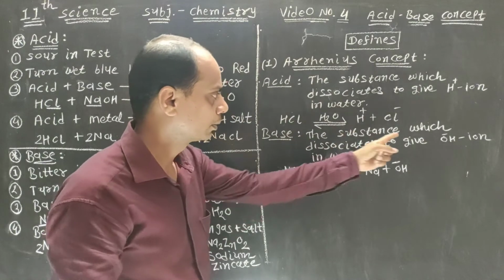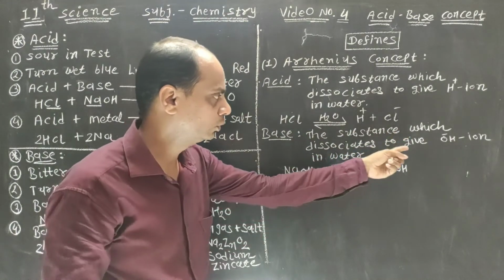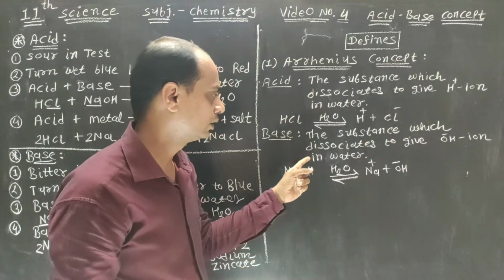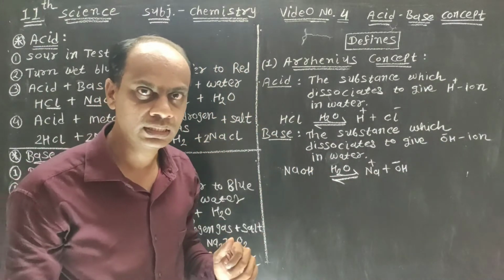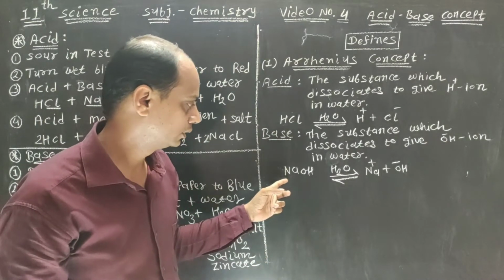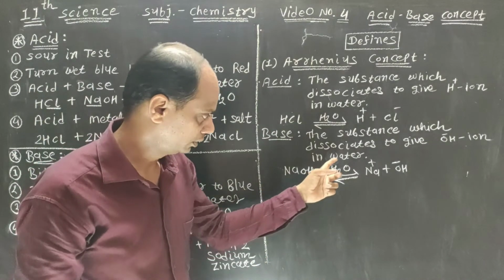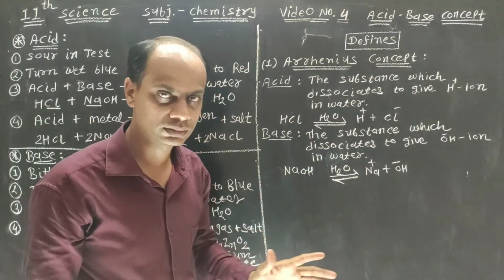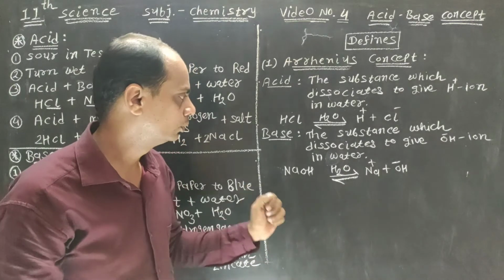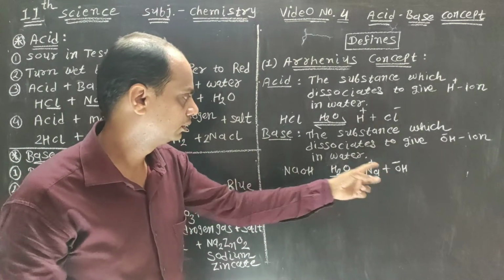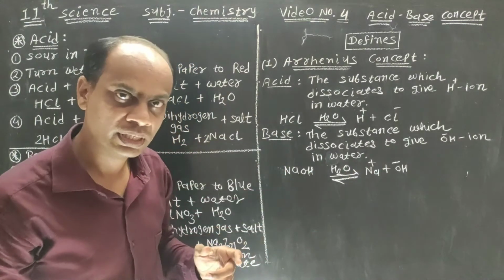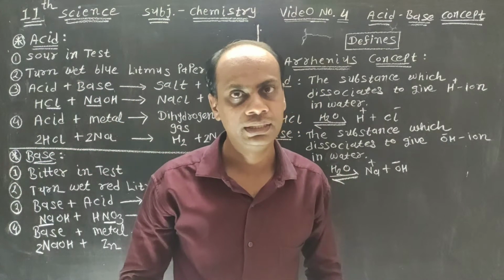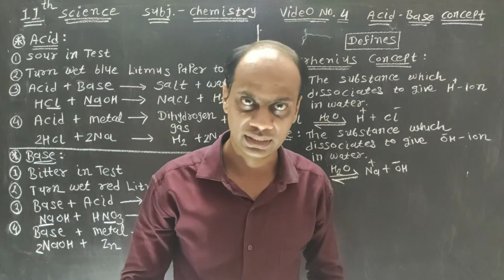The substance which dissociates to give OH minus ion, meaning hydroxide ion, in water is said to be base. Here is the example. Sodium hydroxide dissociates in the water, gives Na plus and OH minus. So OH minus is donated here. It is said to be base. So this is the definition of Arrhenius concept of acid and base.